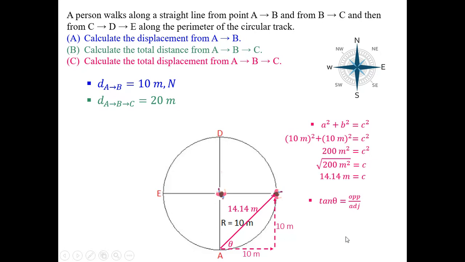To find theta, all you have to do is take the inverse tangent on both sides. The opposite here being 10, the adjacent leg also being 10. And 10 over 10 is just 1.